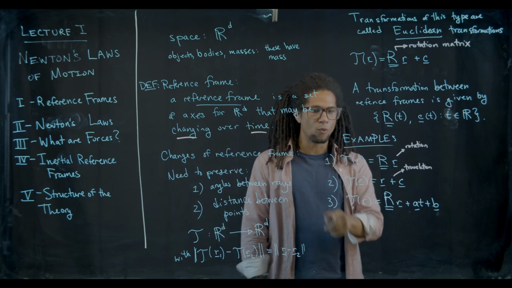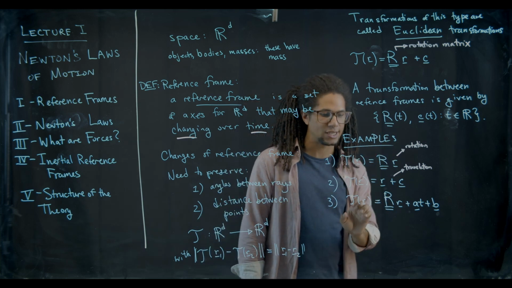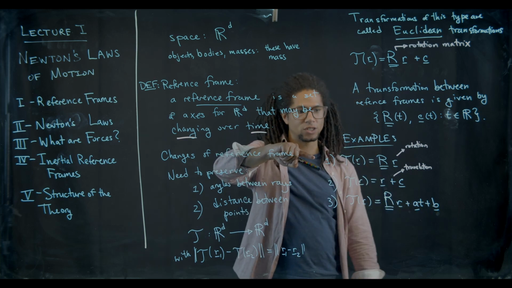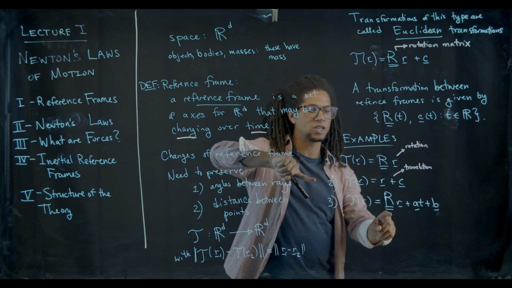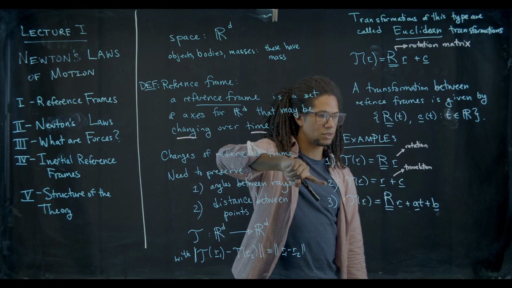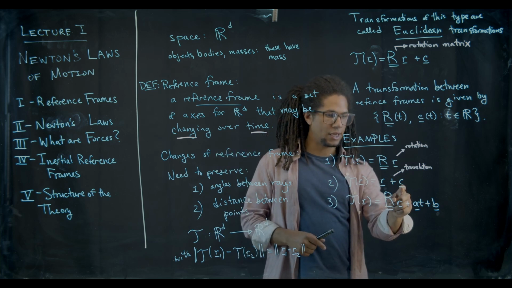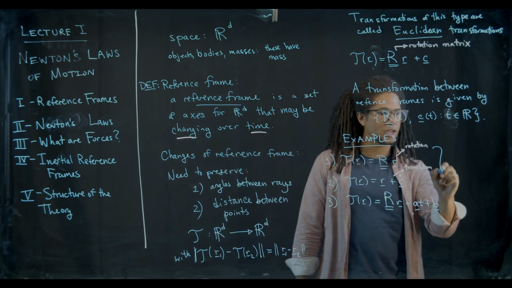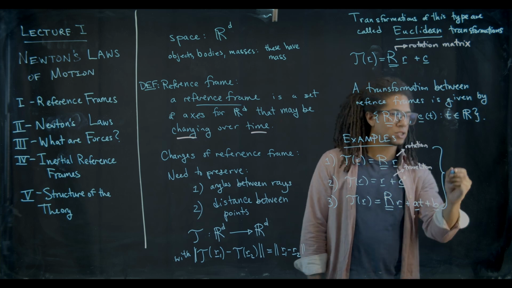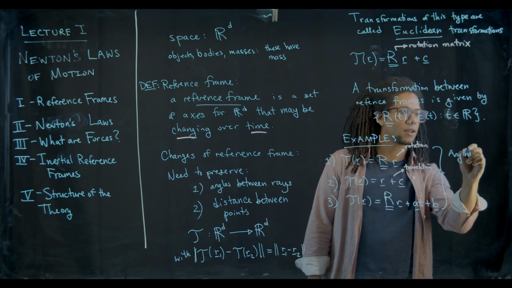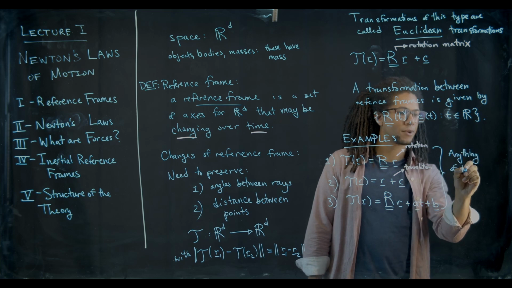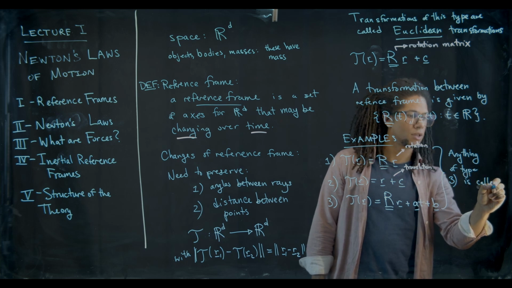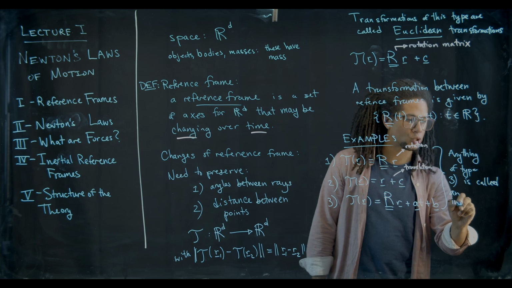Now, notice that 1 and 2 are actually just special cases of 3, right? So 1 is the special case when both a and b are 0. 2 is the special case when this matrix R is the identity matrix, and when B is the constant C and A is 0. So all 3 of these are of type 3. So I'll say anything of type 3 is called an inertial transformation.